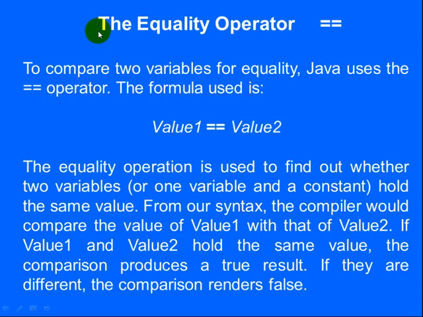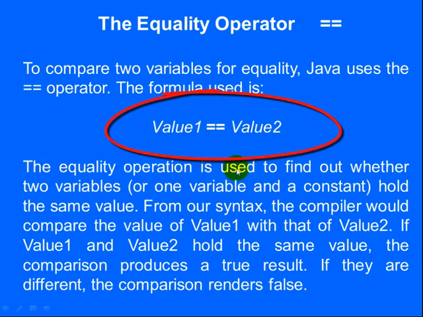So let us discuss the equality operator, which is a logical operator in fact. To compare two variables for equality, whether they are equal to each other or not, Java uses the equality operator. It is denoted by 2 times equal to symbol, and there is no space between these two equal to symbols. The formula is value 1, then the equality operator, meaning 2 times equal to symbol without space, and value 2.